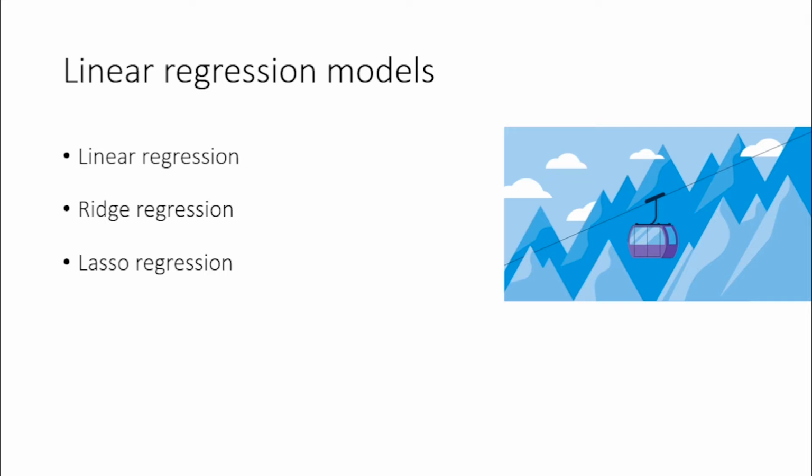So we are going to discuss three kinds of linear regression models. One is linear regression, also called ordinary least squares. Then we have ridge regression, and we have lasso regression. Okay, so we'll discuss these three models in the next video.